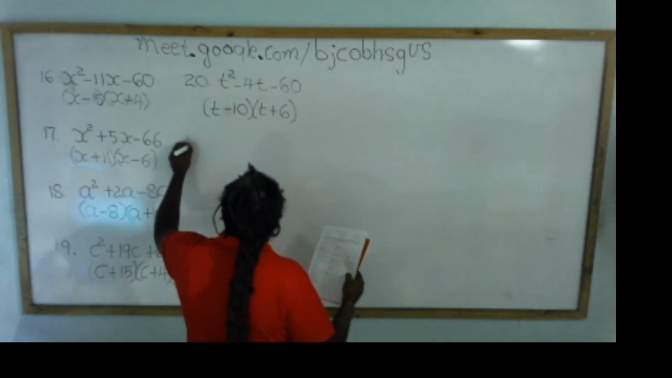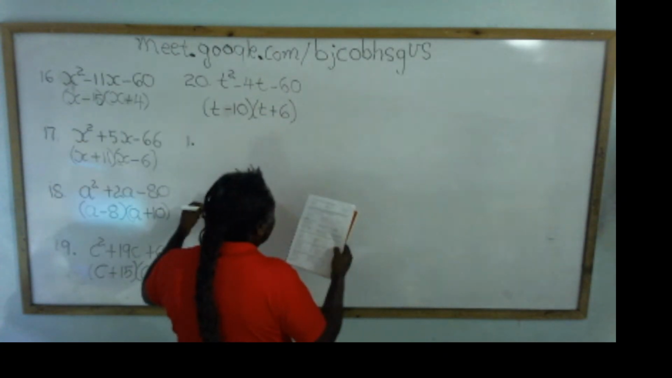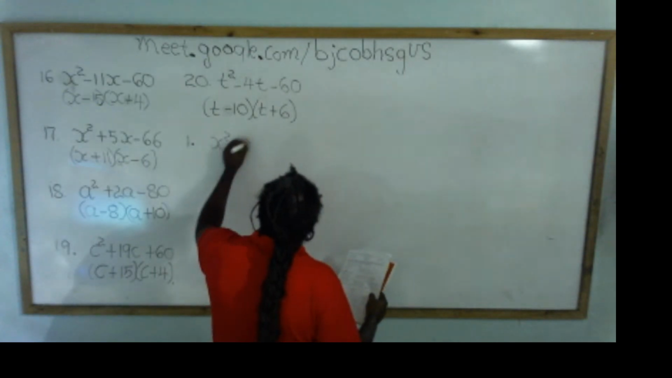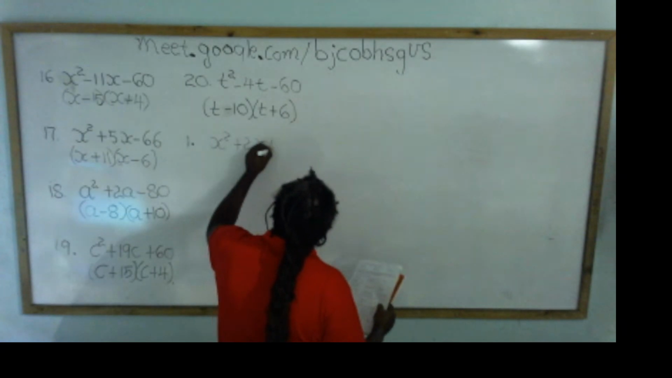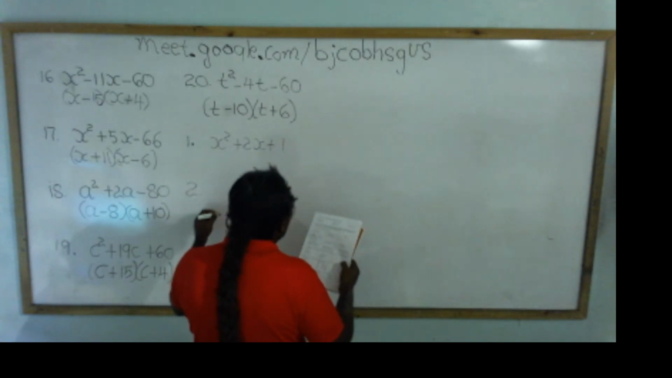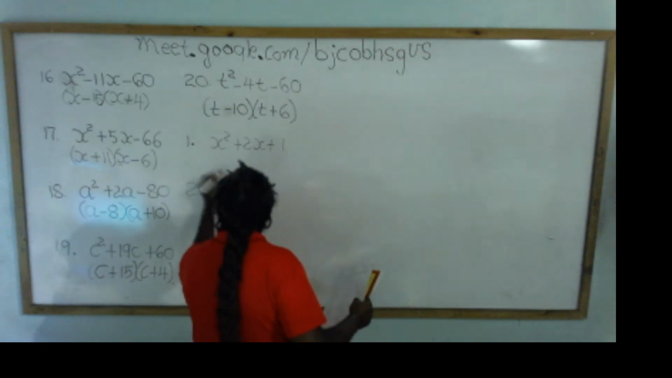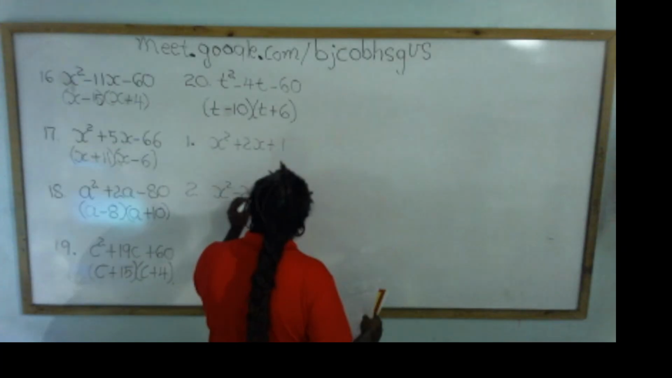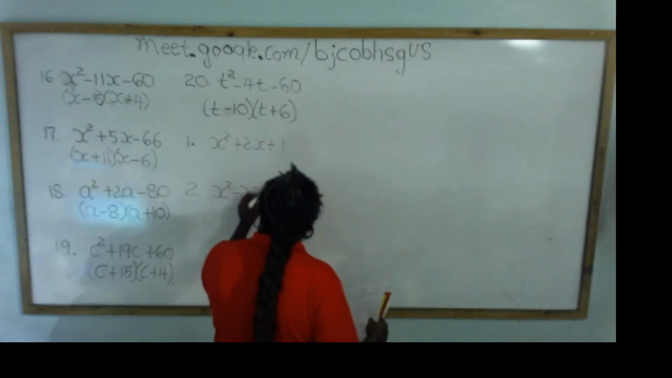Number 1, x squared plus 2x plus 1. I'm going to write every single one of them. Number 2, x squared minus 2x plus 1.